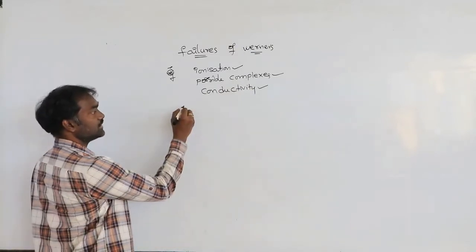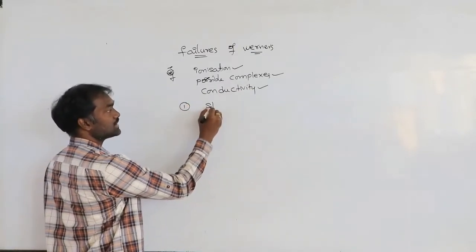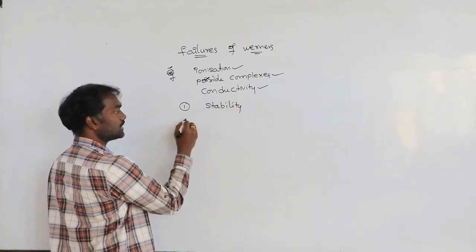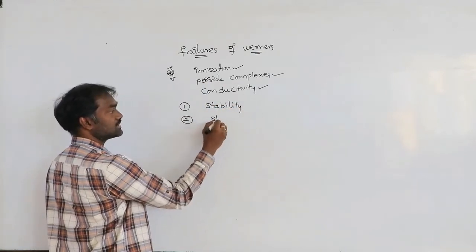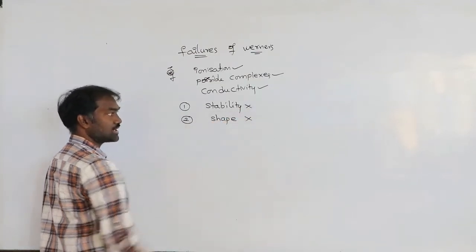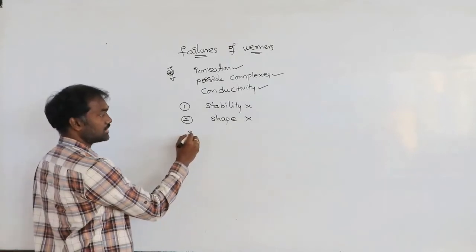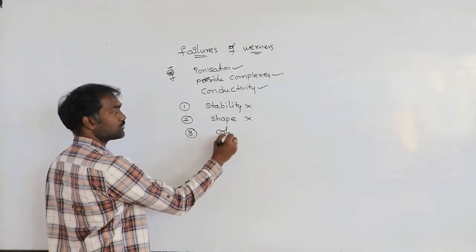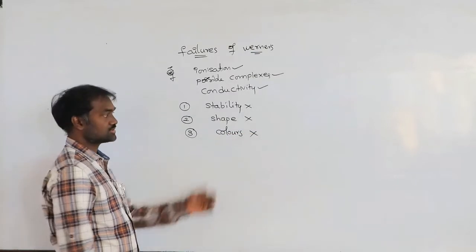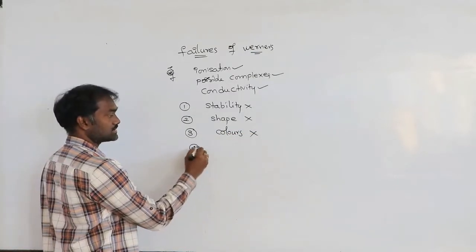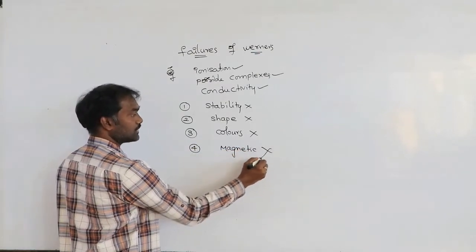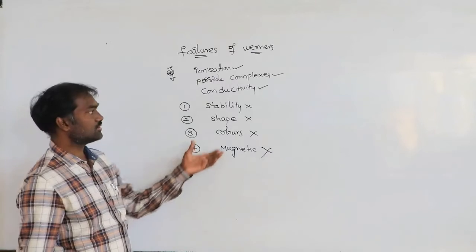But where are the failures? He does not explain the stability of a complex. Next, shape and structures: stability is not explained, shape is also not explained. Next, complexes show color properties, which is also not explained. Next, magnetic properties are also not explained.